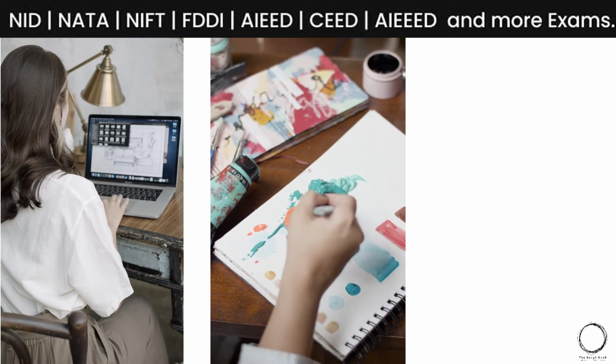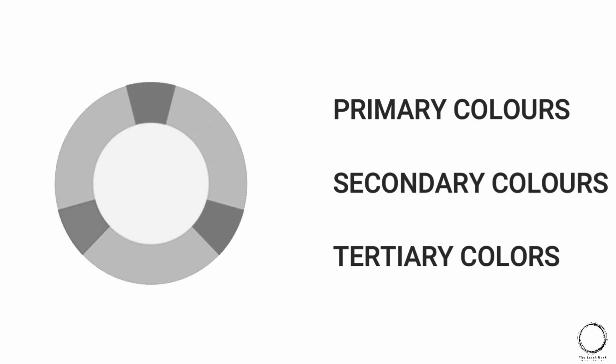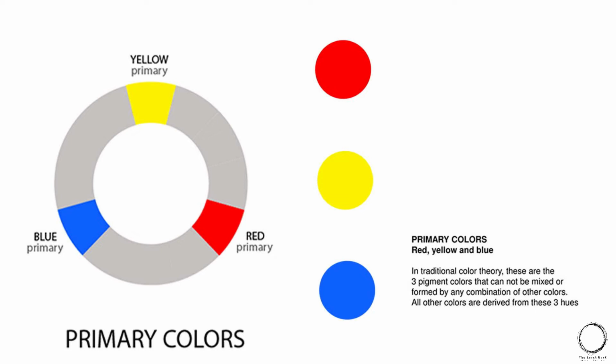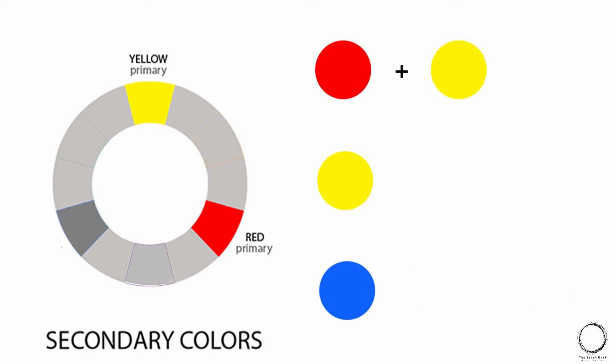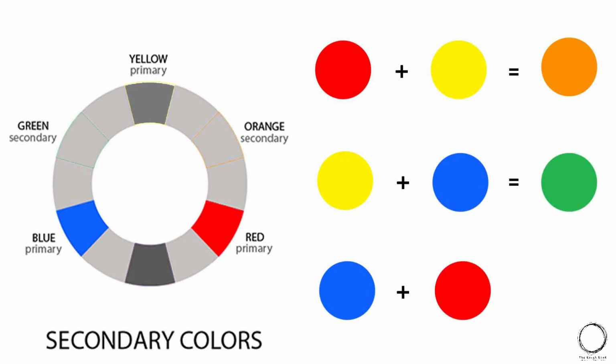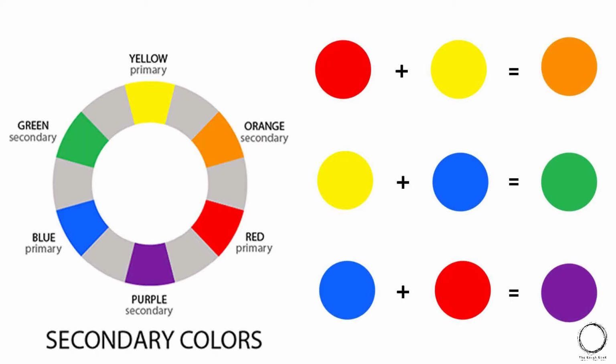NID, etc. Let's start with understanding the basics. Color theory comprises primary colors, secondary colors, and tertiary colors, and its working is like you can see above. The colors red, blue, and yellow are primary colors, and these are the three pigment colors that cannot be mixed or formed by any combination of other colors and hence are called primary colors. Further, with a combination of any two primary colors, we have the secondary colors. Like you can see above, a combination of red and yellow leads to orange, yellow plus blue leads to green, and blue plus red leads to purple. And these three are the secondary colors.